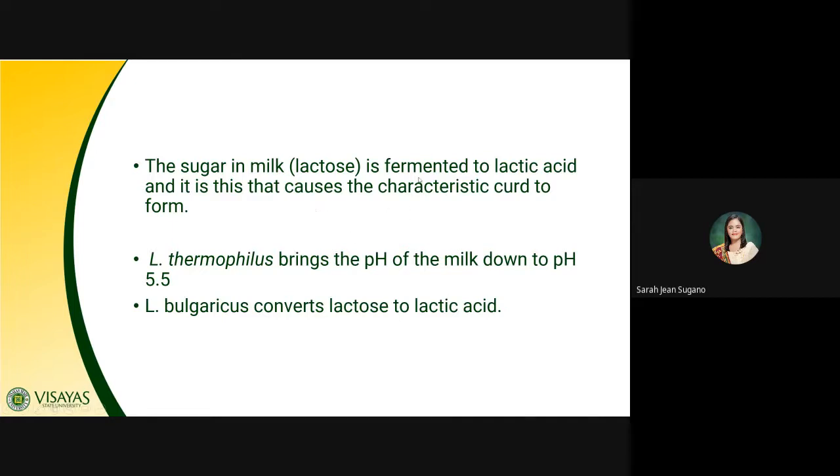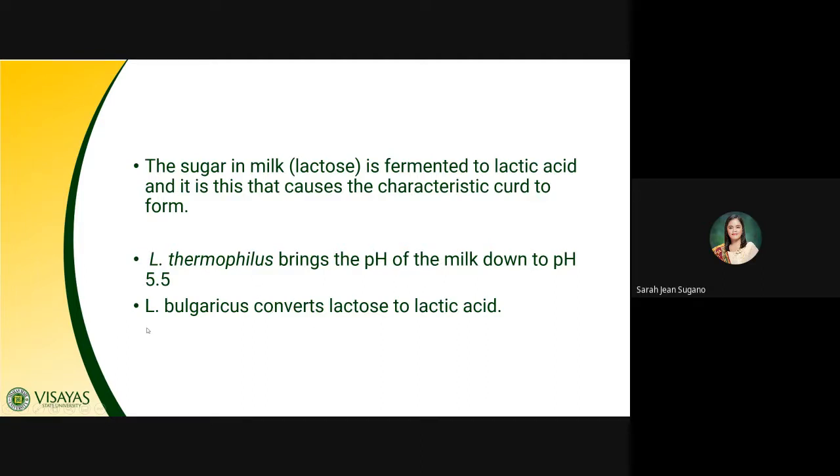When an acid is added to the milk, there is also a separation of the milk protein and the water. So there is formation of curd in the milk. This is what happens when the lactose is converted to lactic acid. So the acid will separate the milk protein from the water. That is why there is curdling.